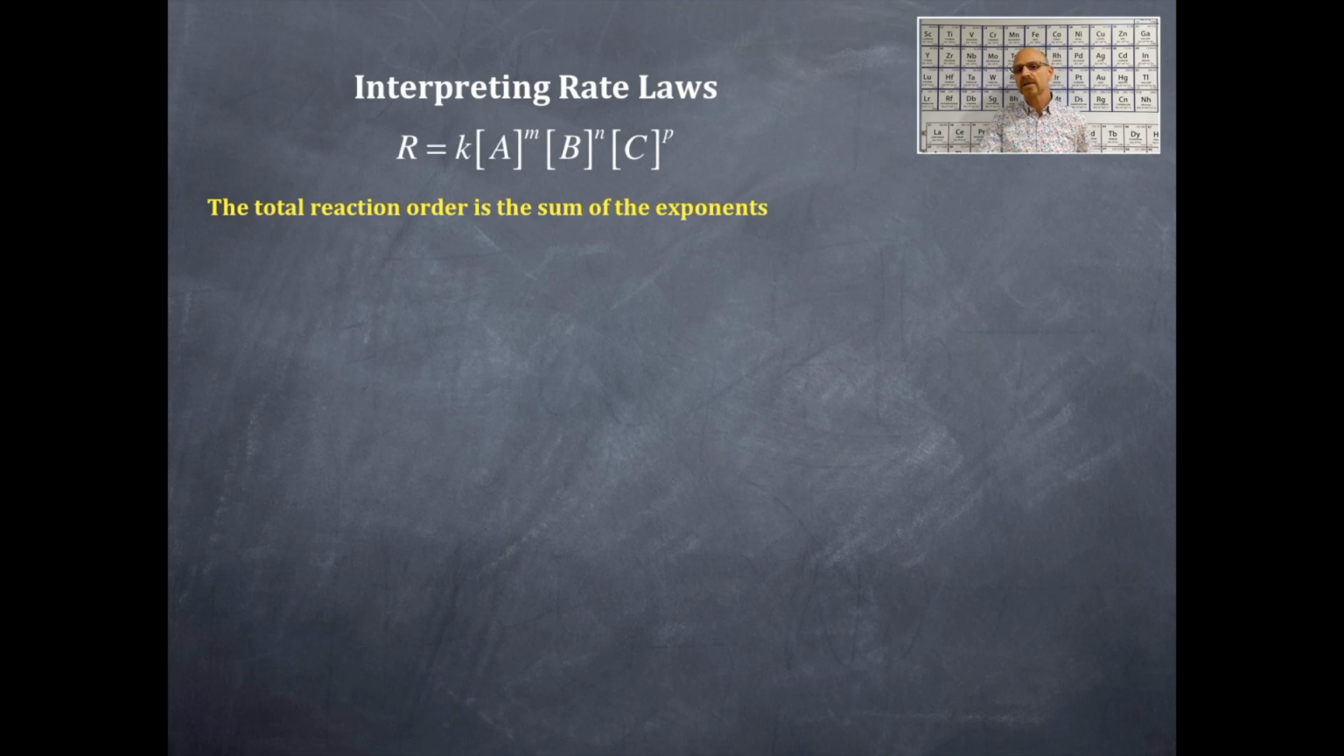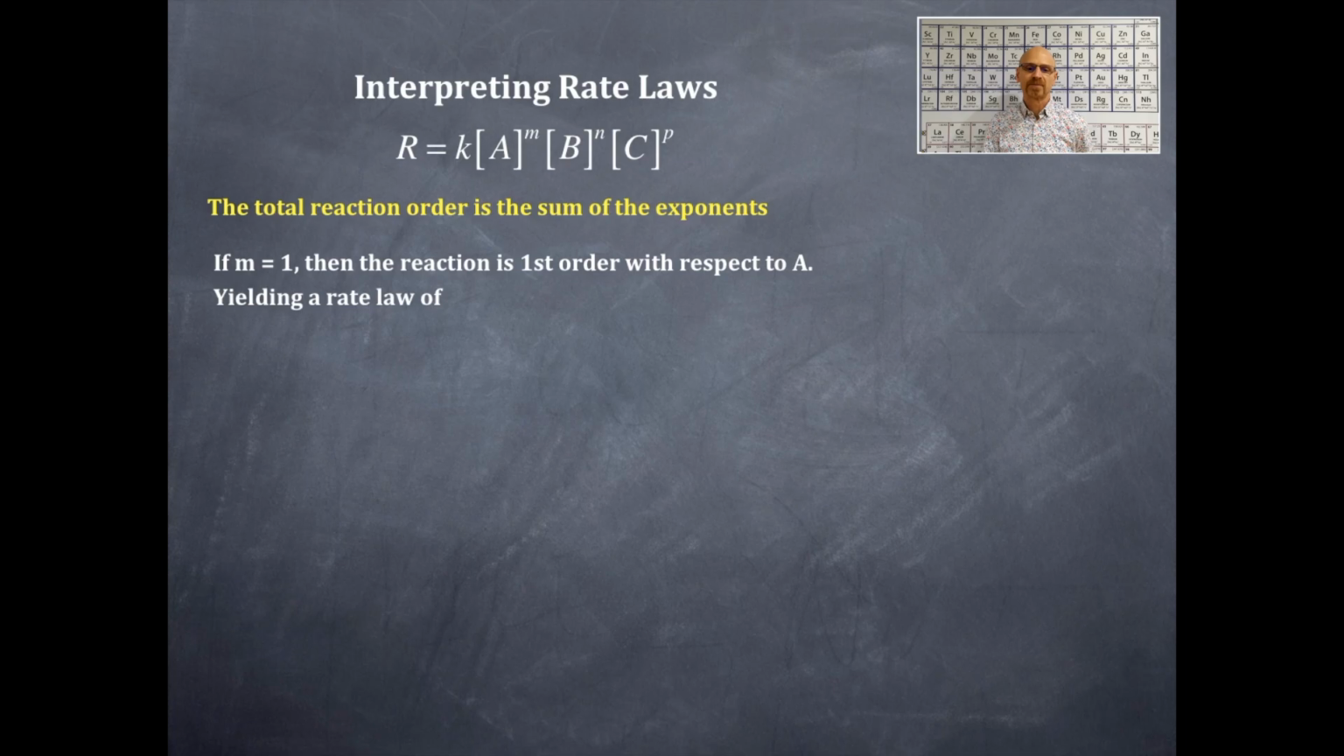All right, so let's do some specific examples here. If M were 1, then the reaction is first order with respect to A, yielding a rate law of R is equal to K times the concentration of A to the first power, because M is 1. So it's first order with respect to A.